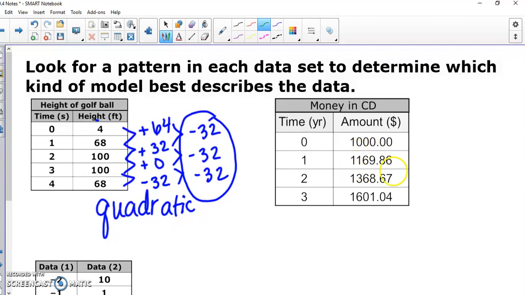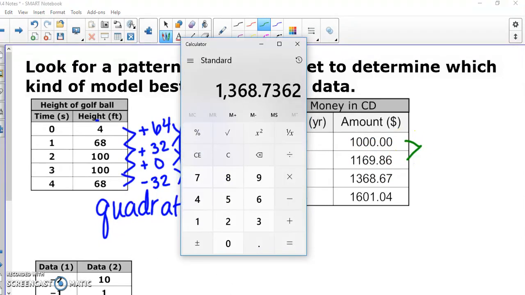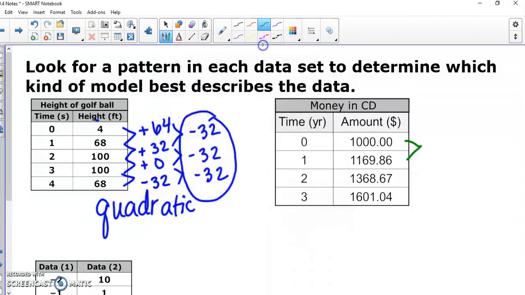So if I take 1169.86 divided by 1,000, I get an answer. Type this in here. I get an answer of 1.17. We'll round that too. So I took it times 1.17. Now let's see if that pattern continues on each of these.